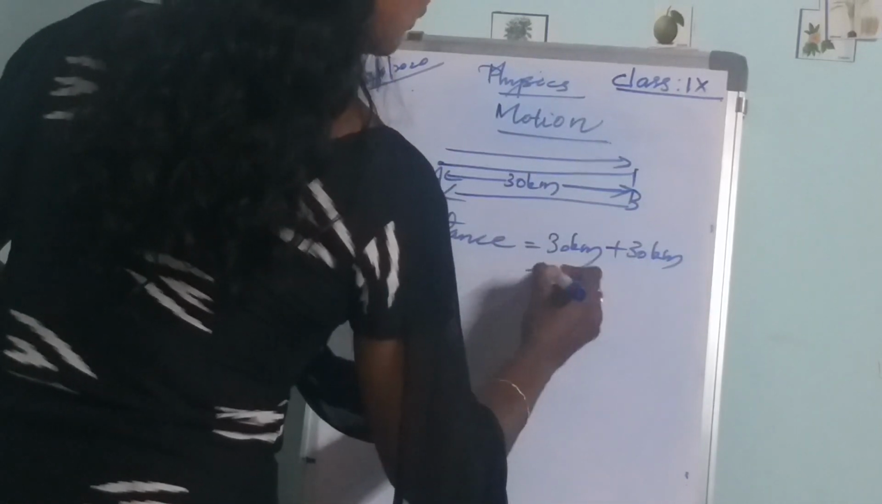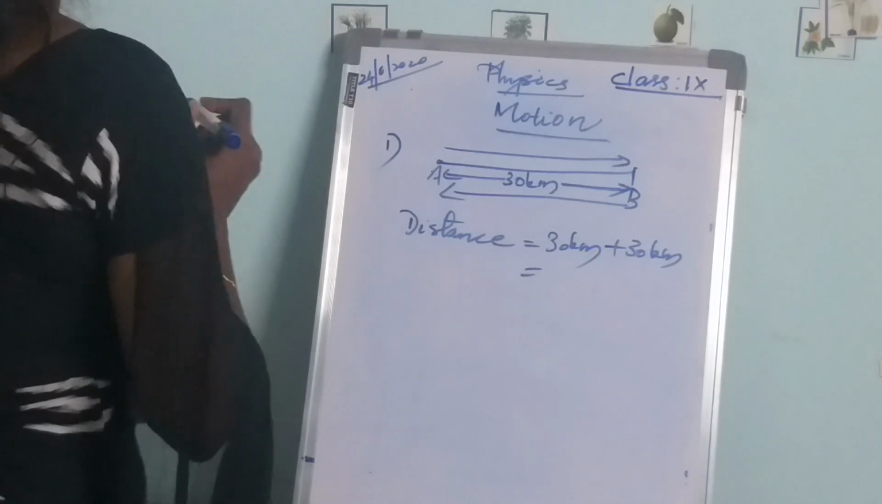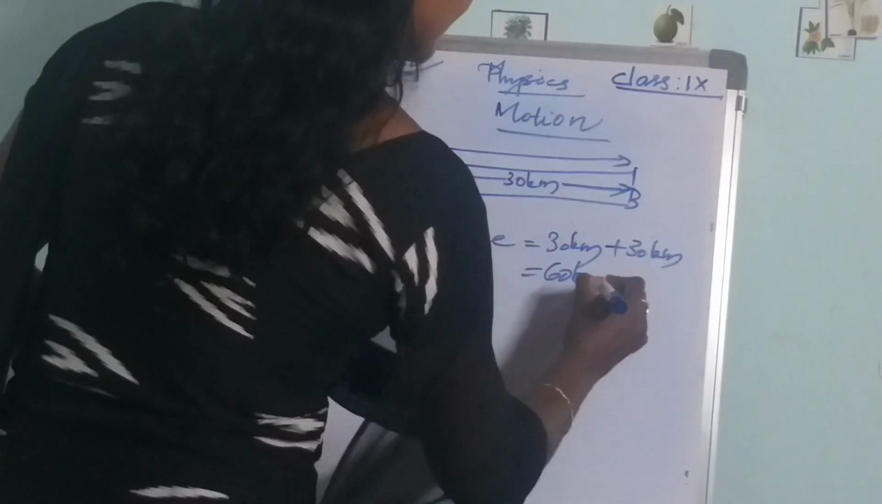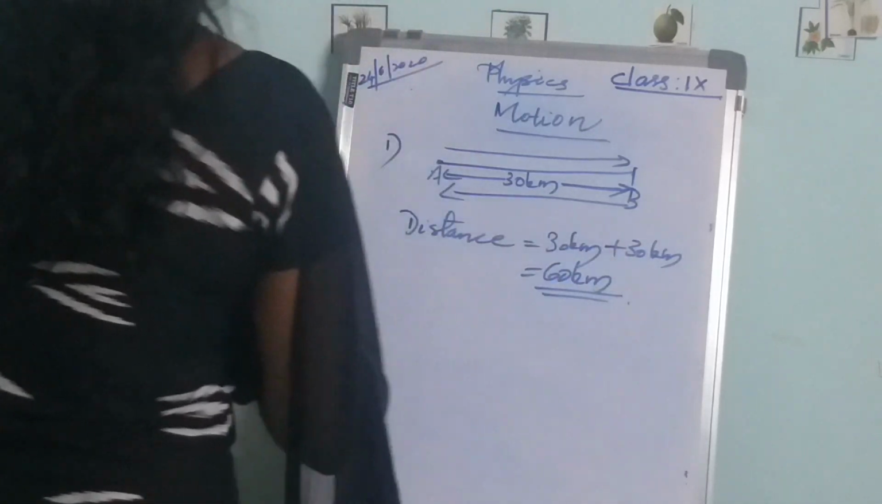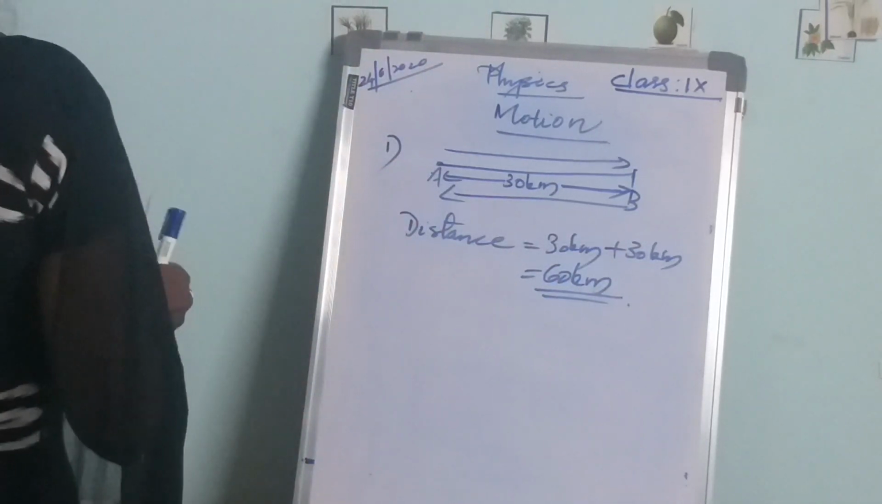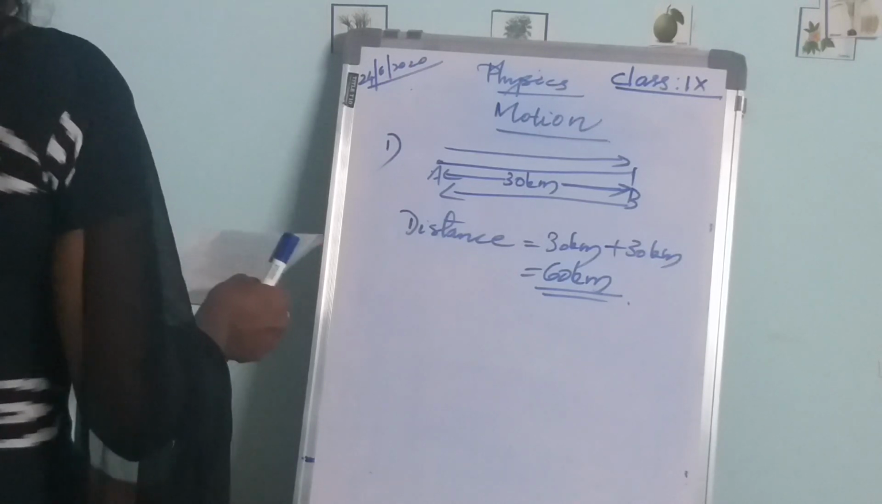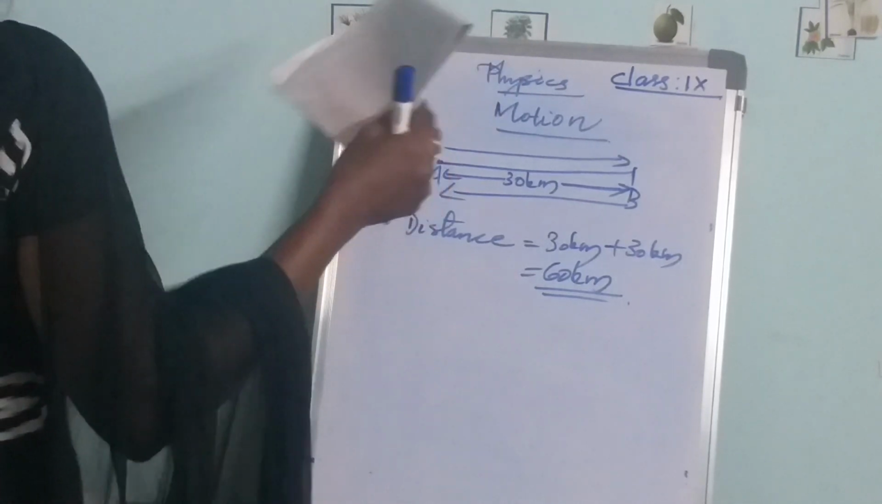Then what is the total path length covered? 30 kilometer plus 30 kilometer, that is 60 kilometer. That is the distance. Okay, here we have the distance equal to 60 kilometer.